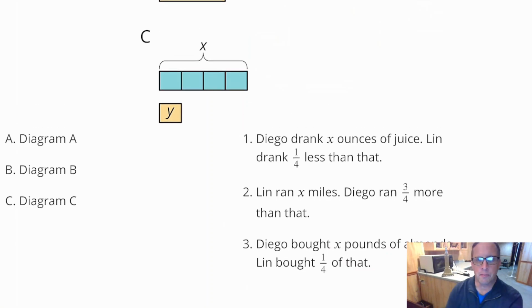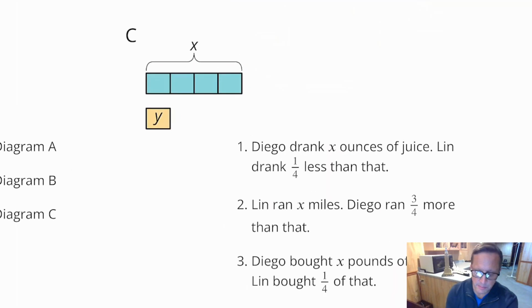So, hey, it's probably C, right? Right there, fourth less than that. But no, it can't be that. That's definitely 1/4 of X, right? That's definitely 1/4 of X, but that doesn't show 1/4 less than that. Like 1/4 less would be like getting rid of that one, right?